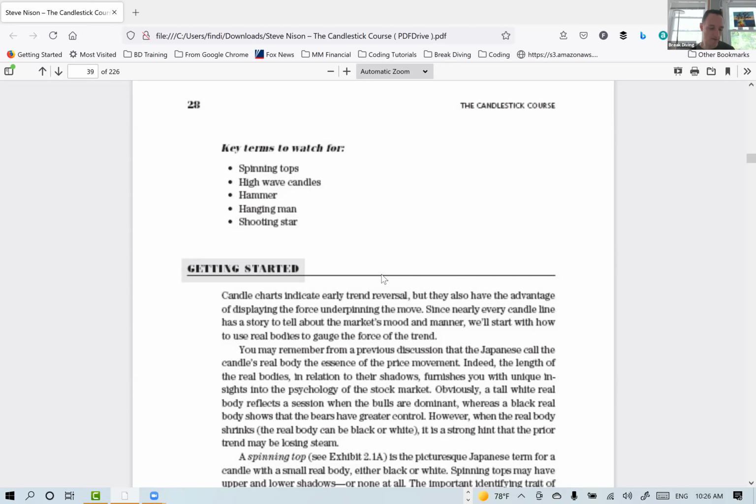Right. Next, we have a shooting star, which is the opposite. It looks like this with the real body at the bottom and a long upper shadow. And if you have an uptrend and then you see a shooting star, that's an immediate signal that things are reversing, probably. Okay, so that's that part.